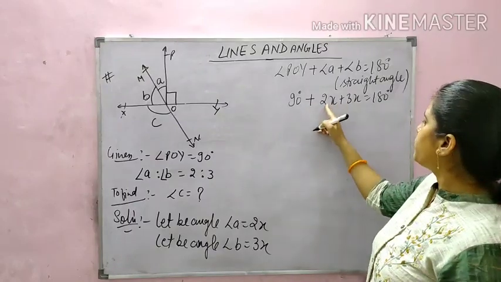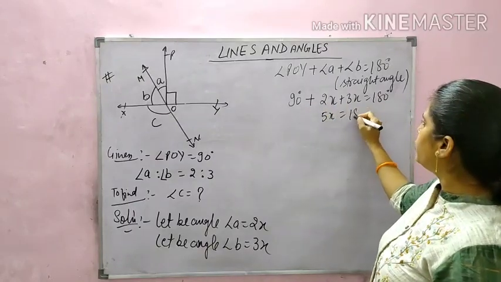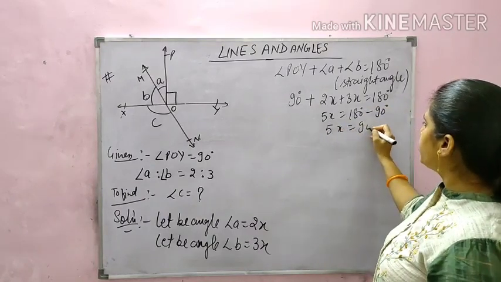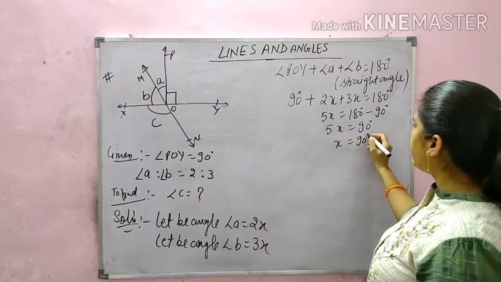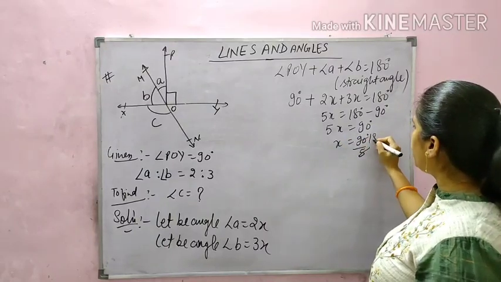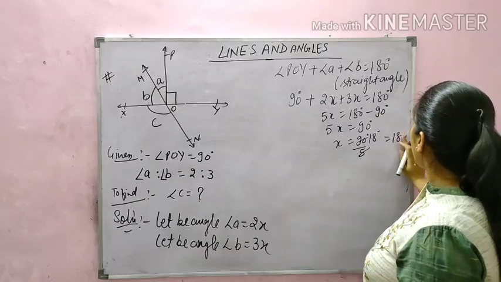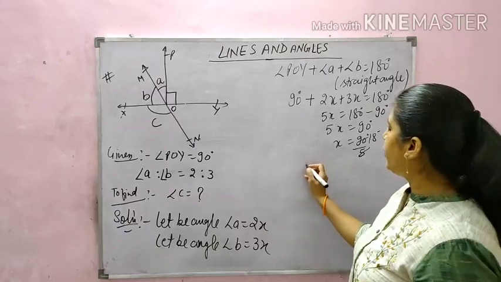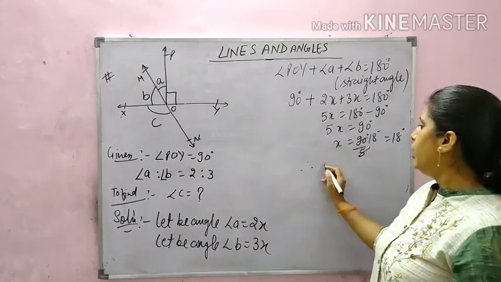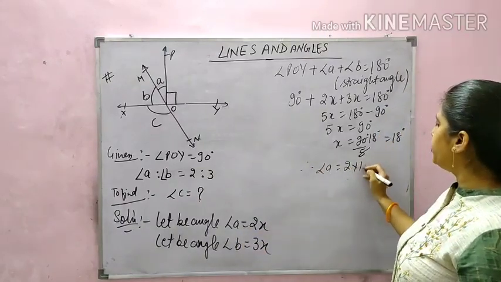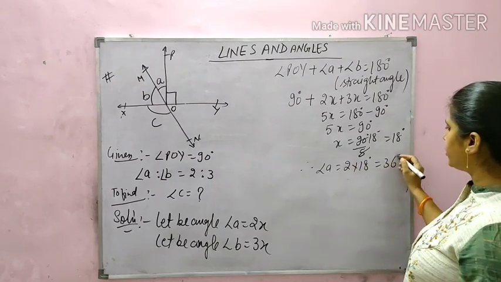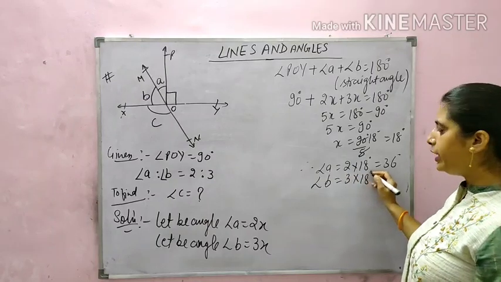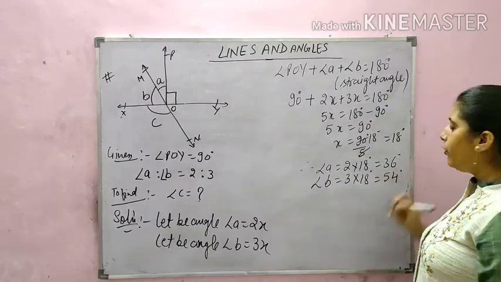Now, angle POY is 90 degrees, angle A is 2x, angle B is 3x. Clear? Now, 2x plus 3x, 5x equal to 180 degrees minus 90 degrees, then 5x equal to 90 degrees, then x equals 90 degrees divided by 5. It will be 18 degrees. Now, we will find the value of A and B. Angle A equal to 2 into 18 degrees equal to 36 degrees. And angle B equal to 3 into 18 degrees, it will be 54 degrees.